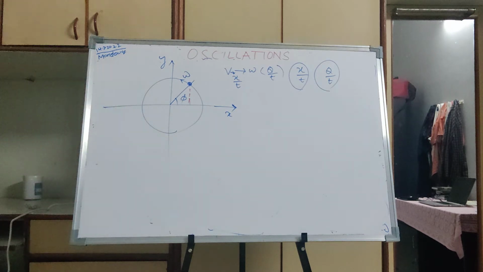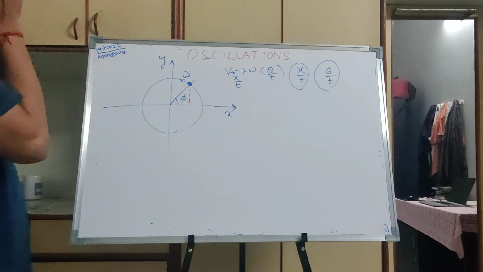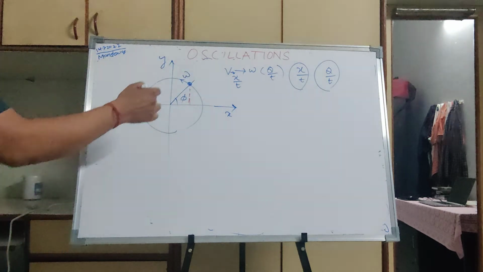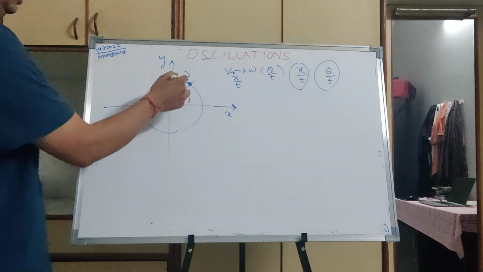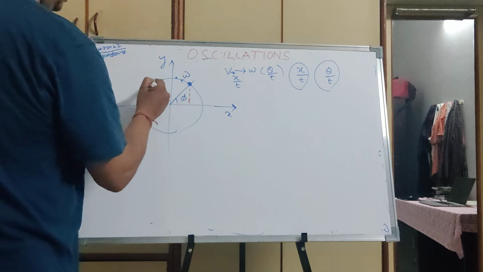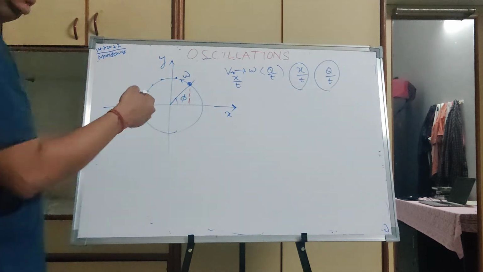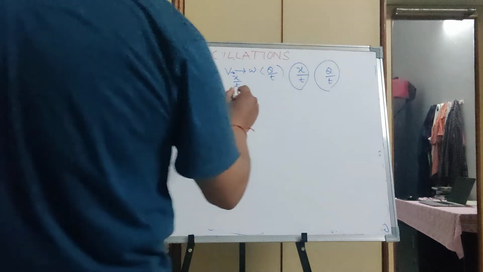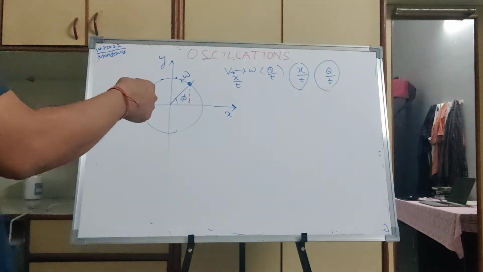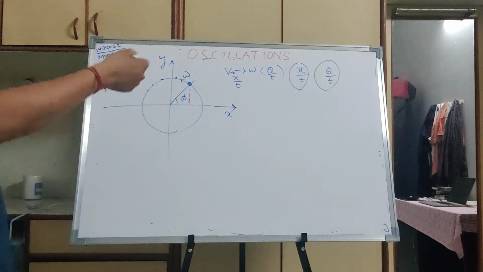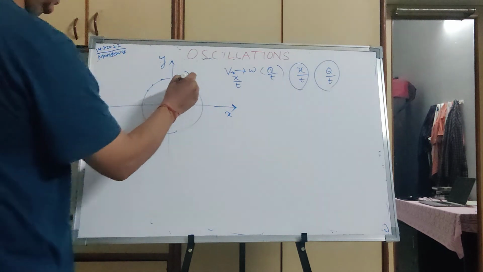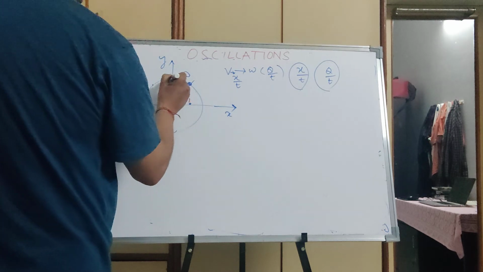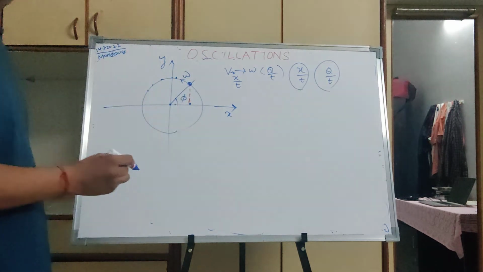So that's omega, and now when this point is rotating, we can take the projection of this point on the x-axis. If we take the projection of each point on this axis, let's say this point's projection is here, this point's projection is here.